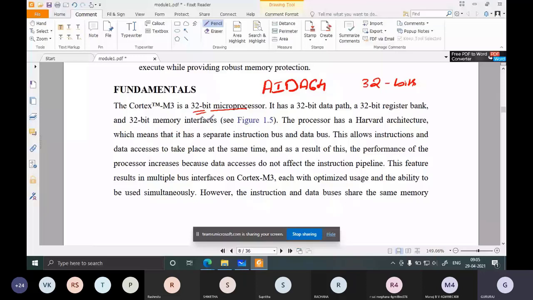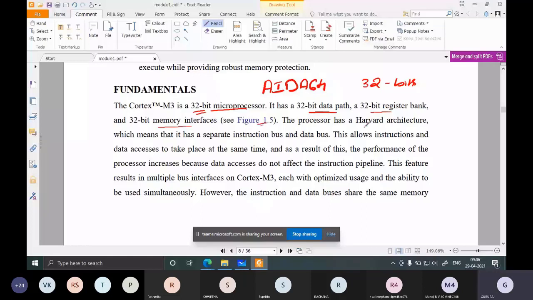It has a 32-bit data path, a 32-bit register bank, and 32-bit memory interfaces. Memory interfaces means buses. I talked about the buses in the first introduction class itself. 32-bit interfaces means the buses are of 32 bits. Since it can handle 32 bits simultaneously, the bus should also be able to fetch 32 bits of data at a time. You'll see this in the diagram below.